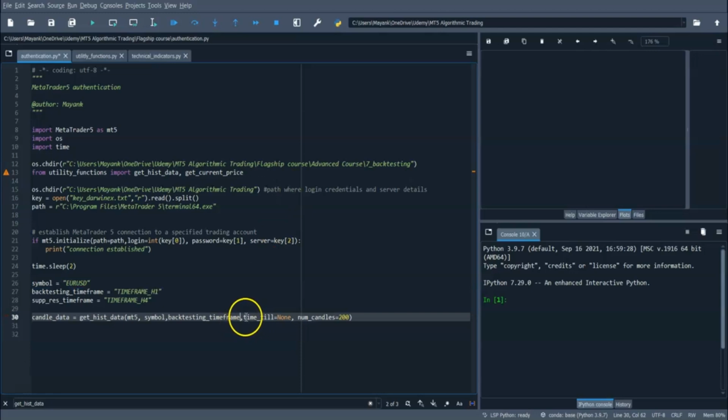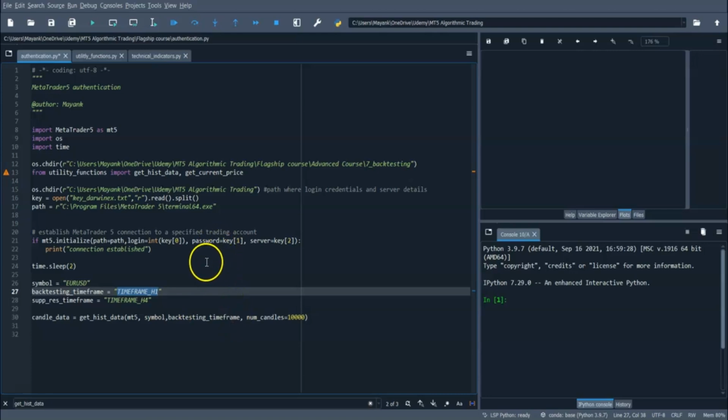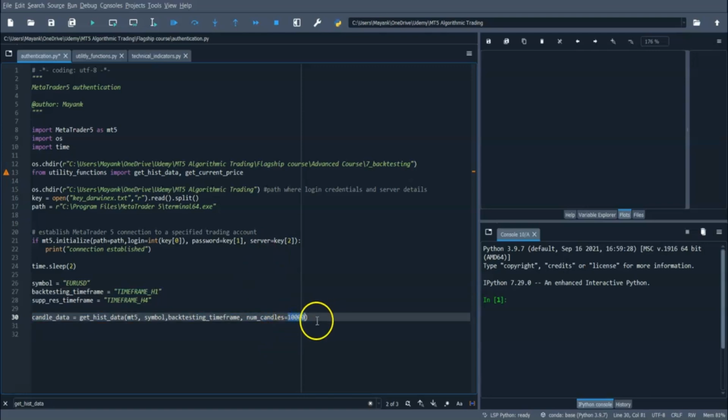And these are default. If we have time till is equal to none, then we'll get data till the latest candles. And then number of candles I'll have to increase. Let us go with 10,000 candles. All right. Since we are going with 1 hour candles, we will have 24 times 5, 120 candles in a week. So this would be how many weeks? Almost 80 weeks, which is close to like, 1.5 years worth of data. So that's fine. So we are backtesting over this period.